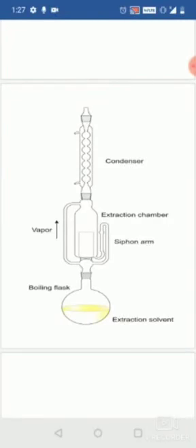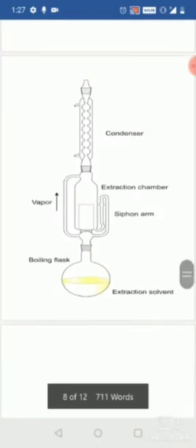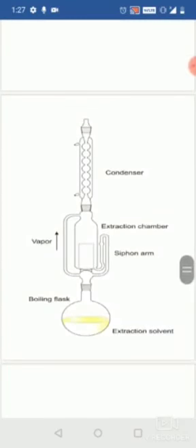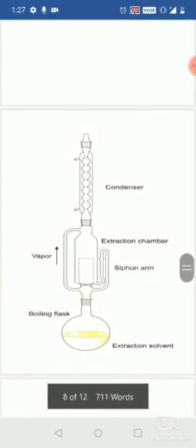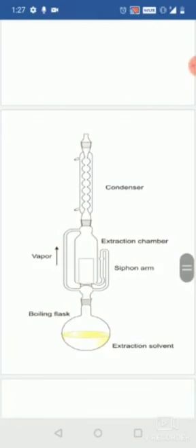Then you boil, so that the organic solvent in the flask is converted into vapor, and that reaches the condenser. From the condenser it condenses into hot liquid and continuously falls on the thimble, and there will be continuous extraction. Hence it is known as the continuous extraction process, or the Soxhlet extraction process.